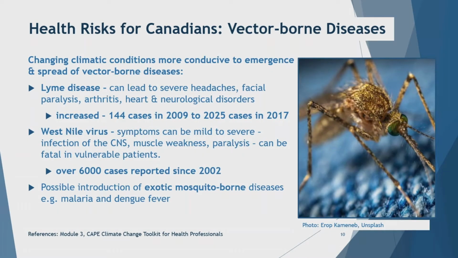So climate change, or changing climatic conditions, are more conducive to the emergence and spread of vector-borne diseases. For example, Lyme disease: we didn't really start seeing cases of that until 2009 when we had 144 cases, and that has now increased to over 2,000 that were reported in 2017. Lyme disease can be quite severe if it's not caught and treated on time. Right now, Lyme disease has spread to several different provinces, and West Nile virus is another example.